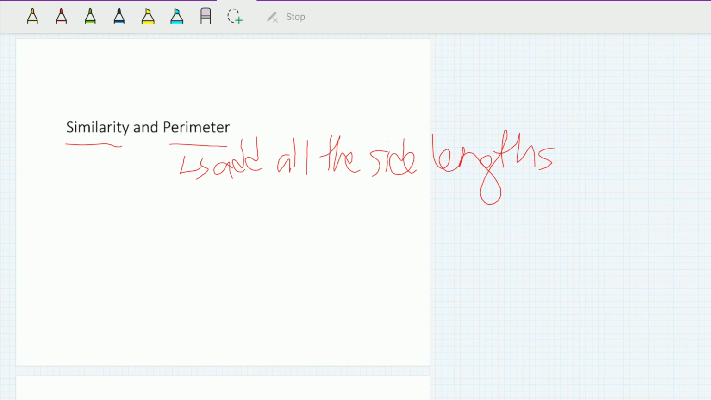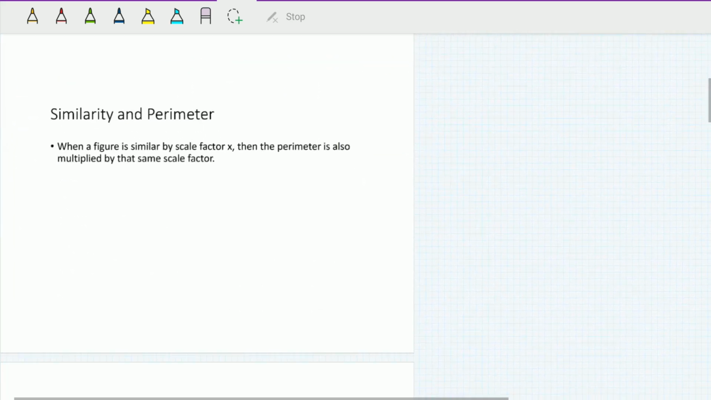So there's a really nice, easy way that these two relate to each other, so let's see what it is. Similarity and perimeter, right? When a figure is similar, you can multiply all the sides by a scale factor. I called it x here, but it could be anything. It could be a decimal, a fraction, whatever. You're just making the shape either bigger or smaller. The really nice thing about it is the perimeter is also multiplied by the exact same scale factor.